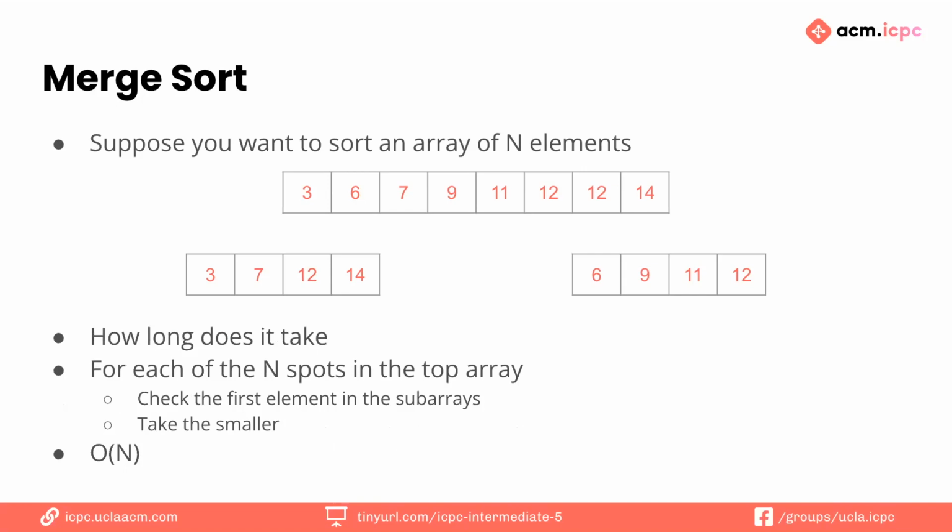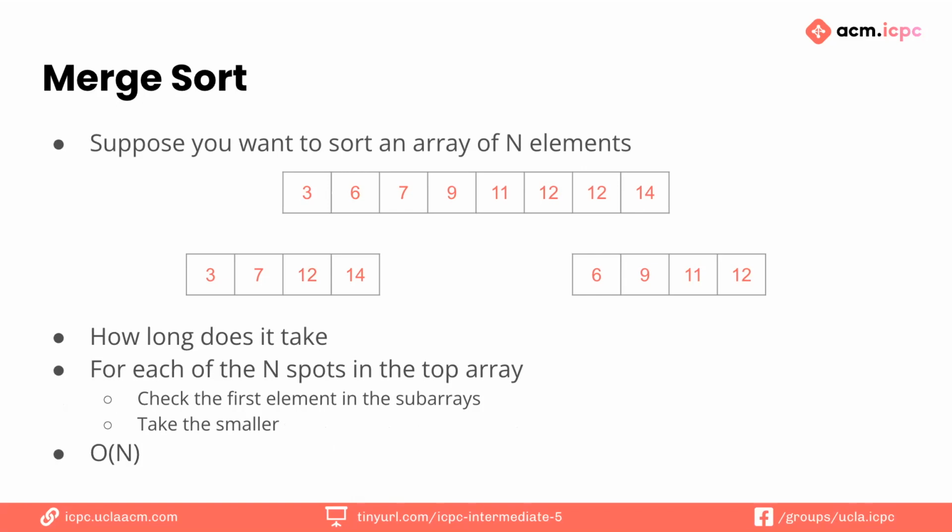So how long does this kind of merge take? For each element in our top array, we just check the first elements in the bottom arrays and see which one is bigger. And this is O of 1, it's constant time. And we do this n times. So our total merge operation happens in O of n.